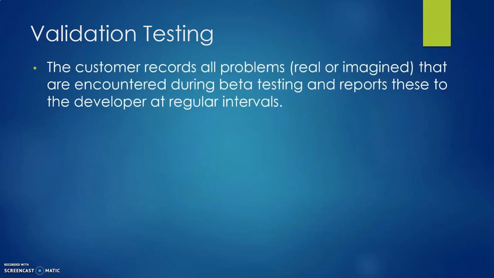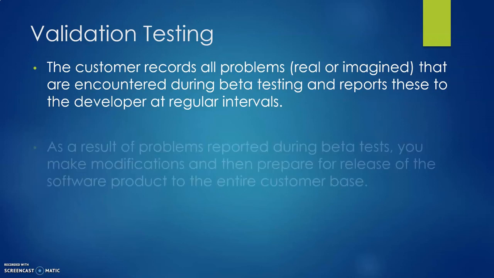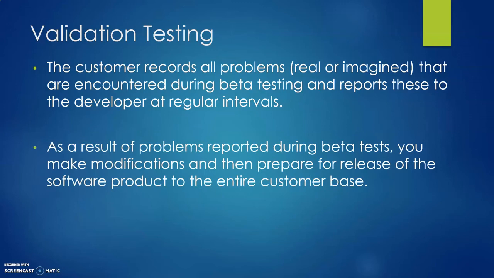Now the customer records all problems, real or imagined, that are encountered during beta testing and reports these to the developer at regular intervals. Then only the developer works on the software. As a result of problems reported during beta test, you make modifications and then prepare for release of the software product to the entire customer base.